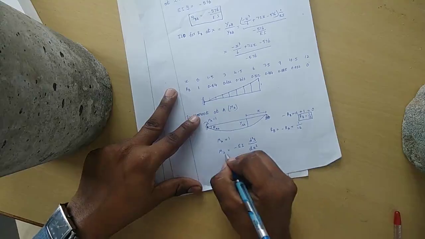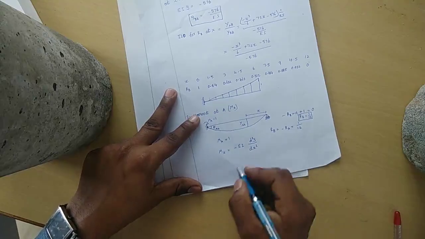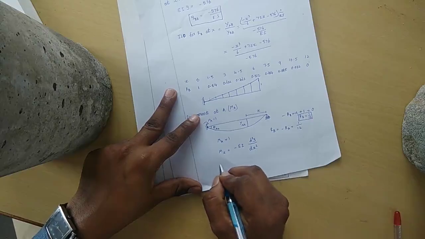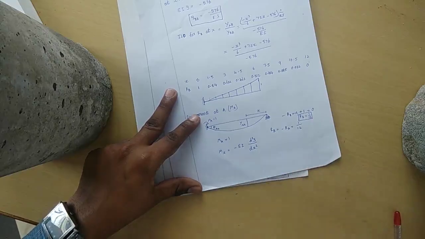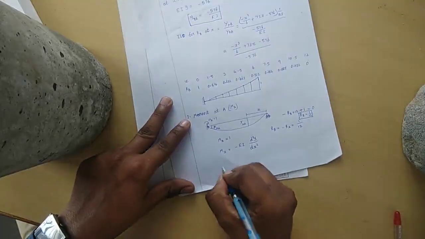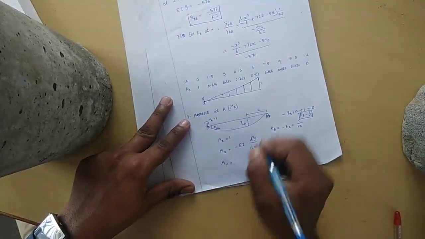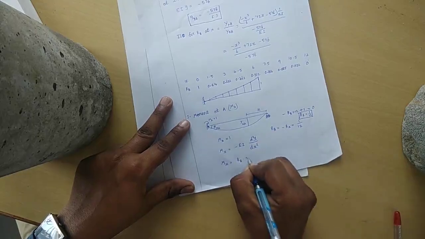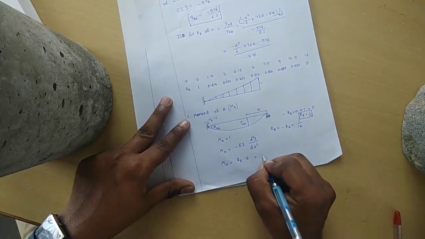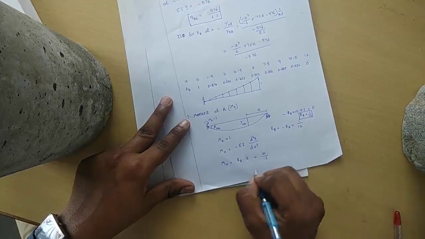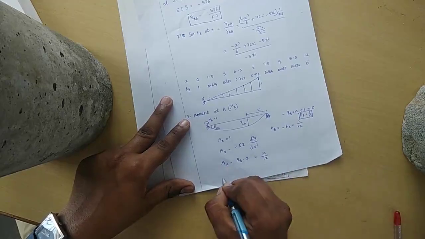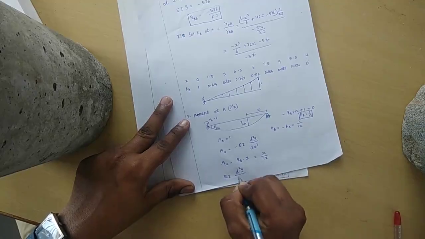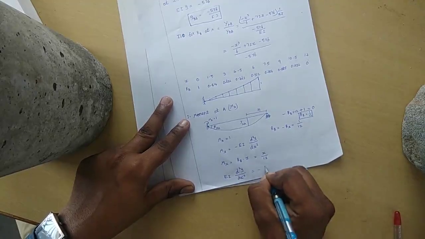Next, we have calculated the reactions, and now we need to find the moment Mx. Mx means RB into x. RB value is 1 by 12, so we can say it as x by 12. So we have calculated the moment. Now we need to equate this. So EI d square y divided by dx square equal to minus x by 12.